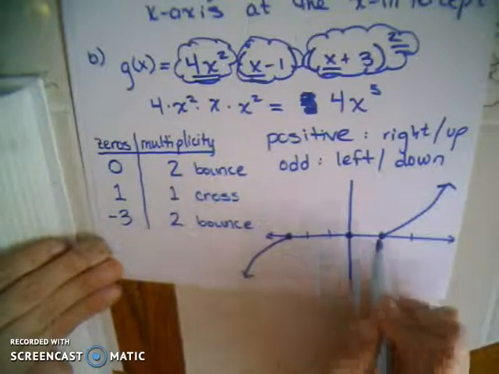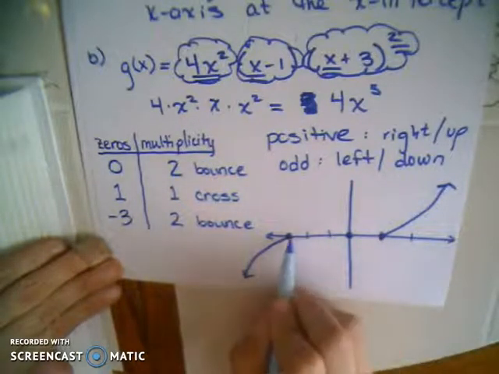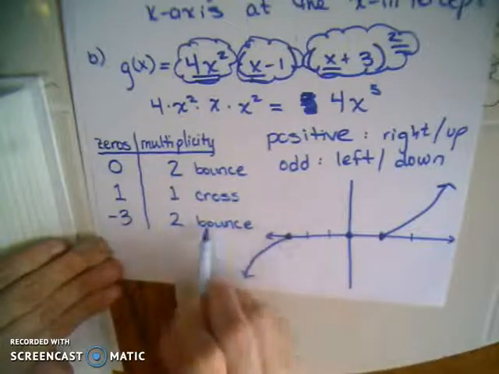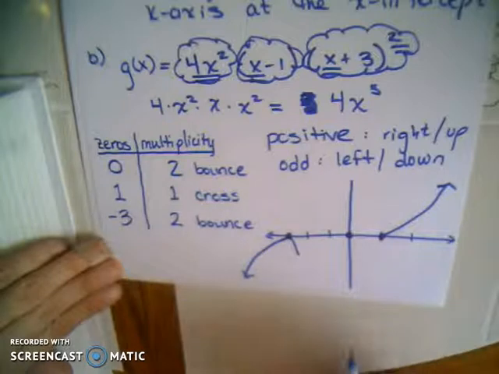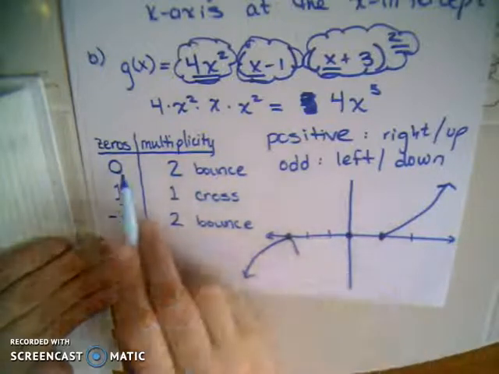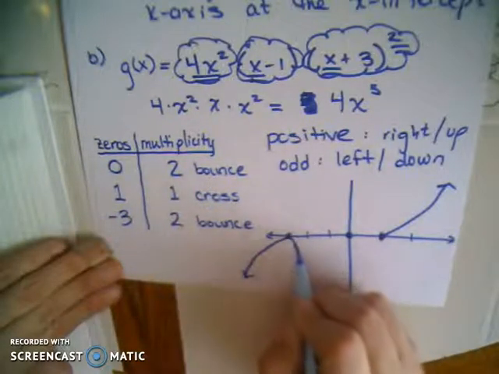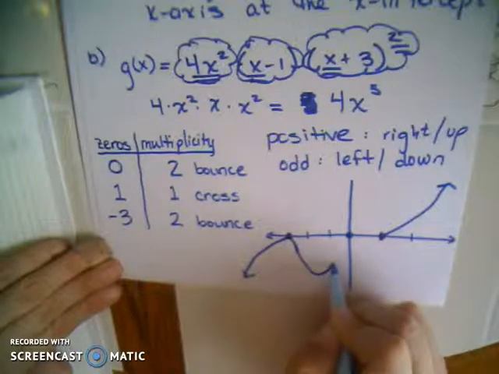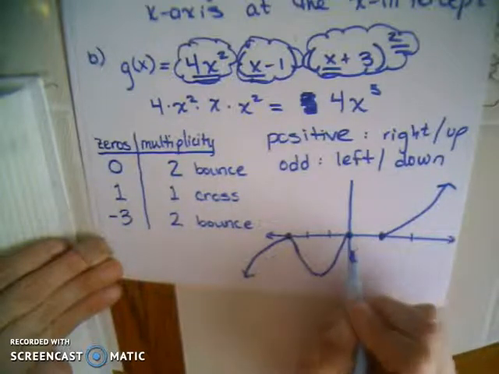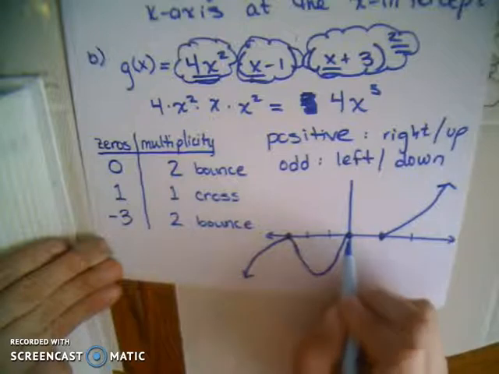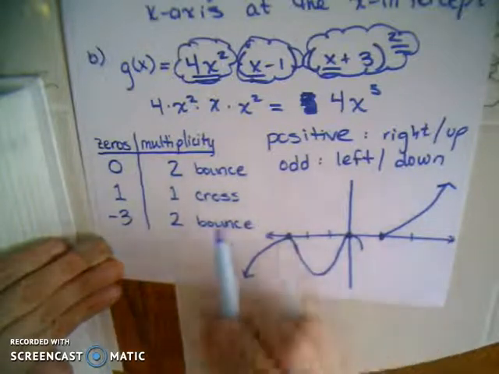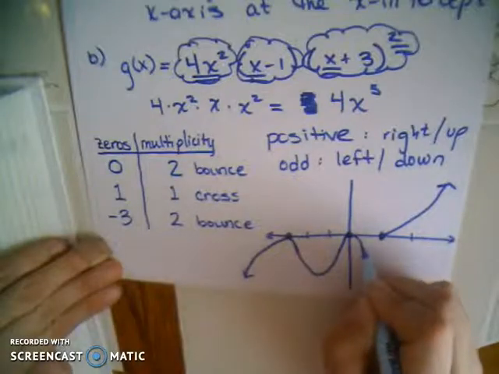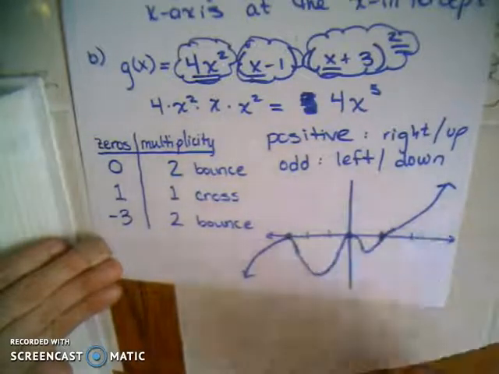And now we need to fill in what's happening in between. Well, at negative 3, I'm just bouncing. So I'm not going to cross through. I'm just going to turn around. And then at 0, I'm bouncing as well. So at some point down here, the graph turns around because it's got to go back and hit our next intercept. But again, it's just a bounce. So it's going to touch and bounce back again. And then at 1, we cross. So we can turn around and go up.